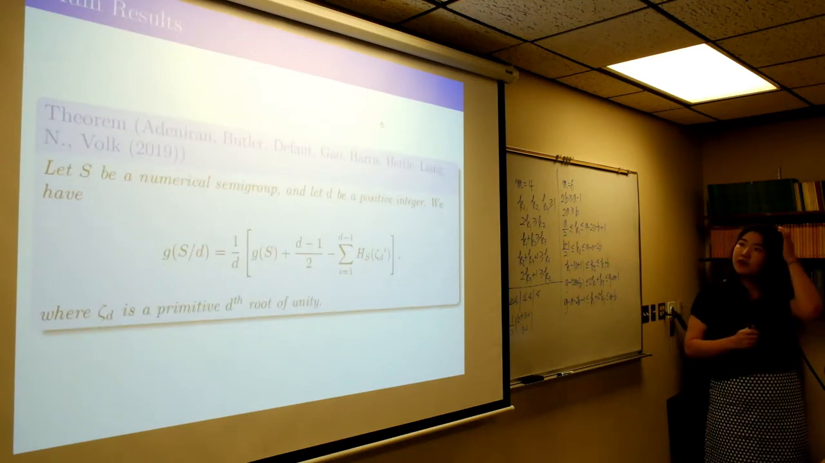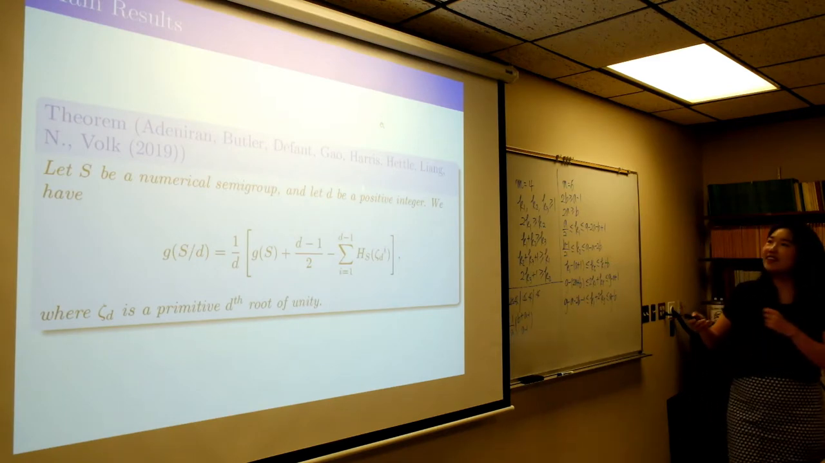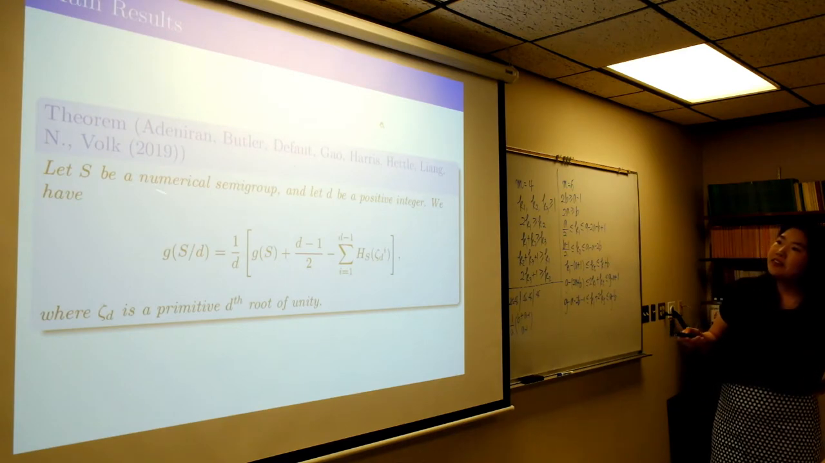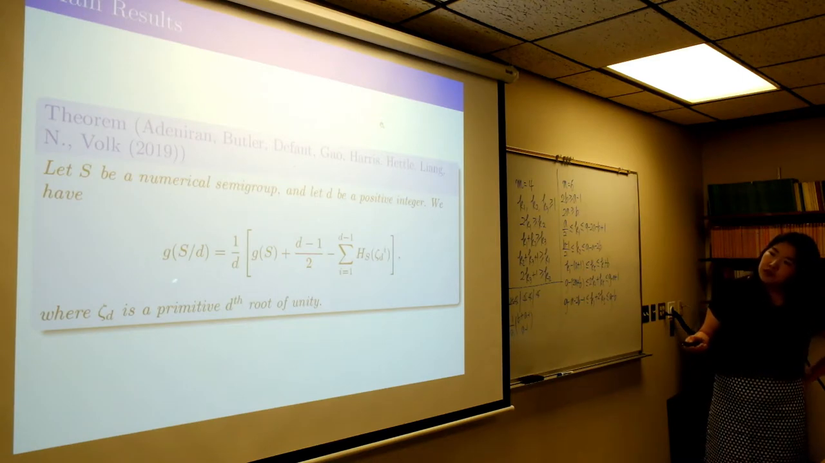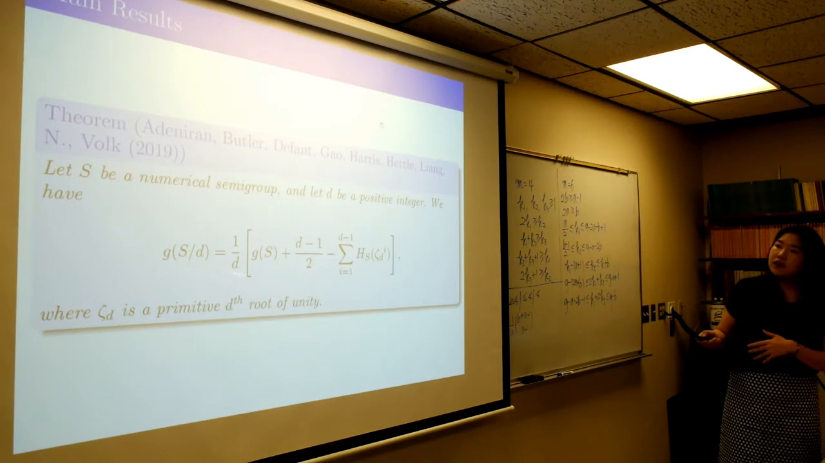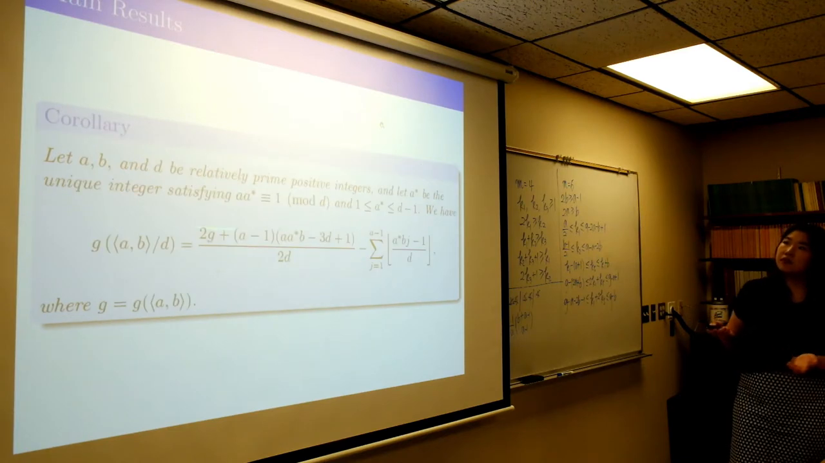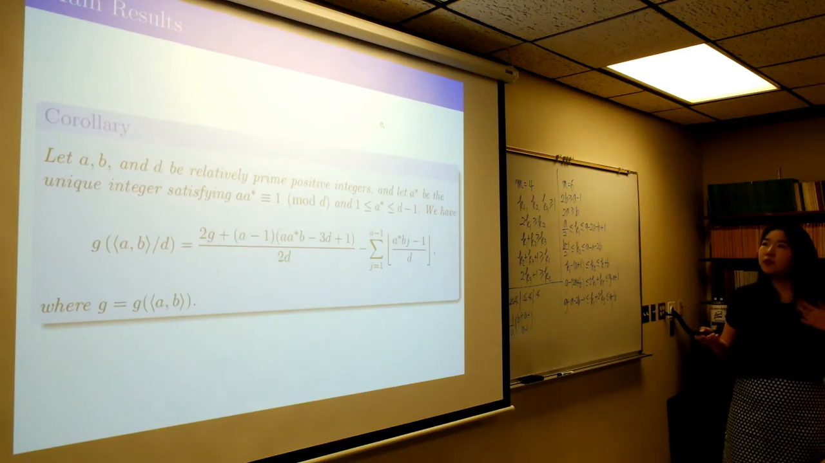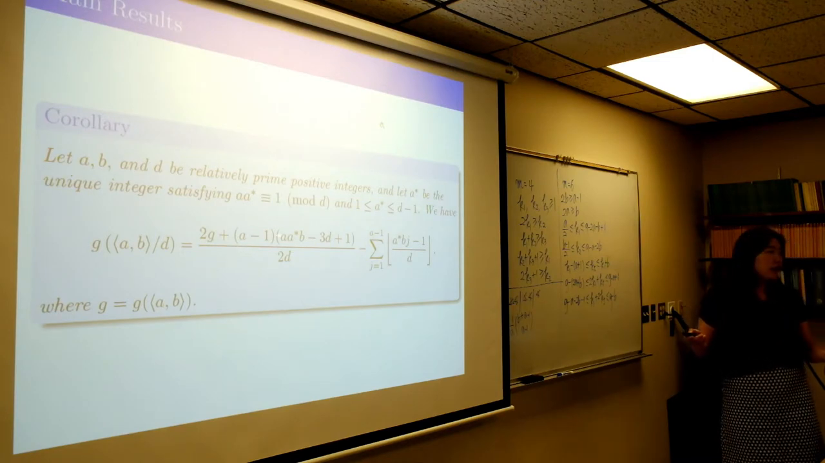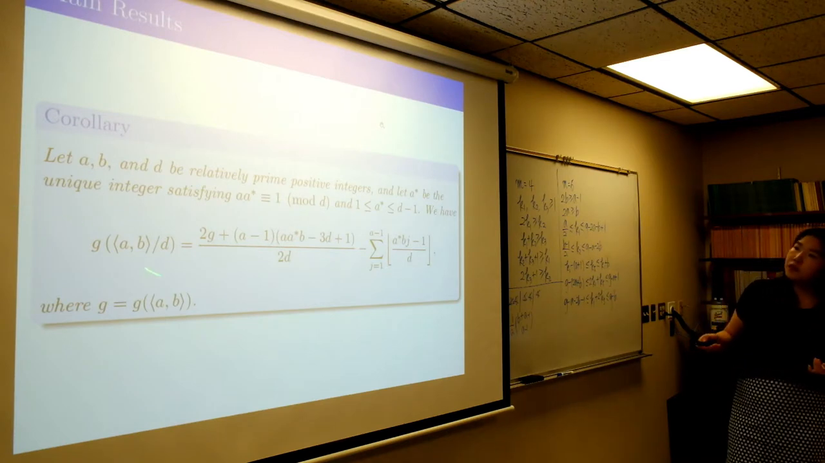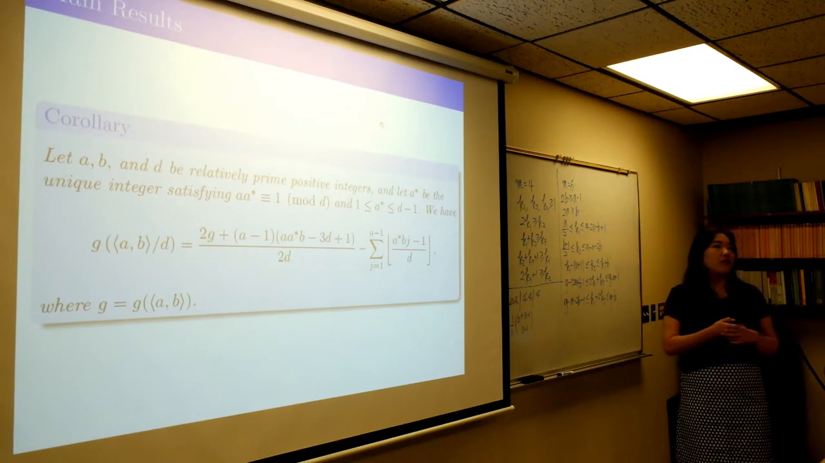Then this is one main result we did in JWC. Steve Butler is in there. And when S is a numerical semigroup and D is a positive integer, then we can compute the genus of S quotient by D using this formula. And as a corollary of this result, when A, B, and D are relatively prime integers, then for each tuple, we can compute A star satisfying this relation, and we can find a formula for this genus. Any questions?